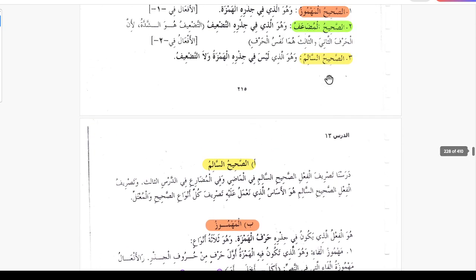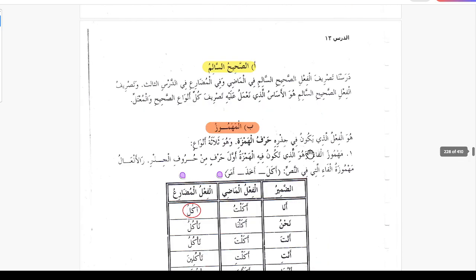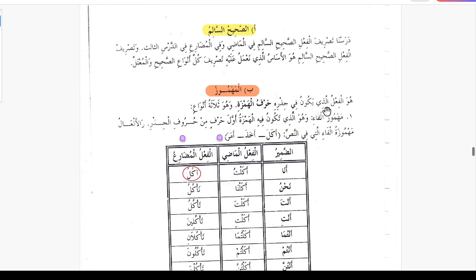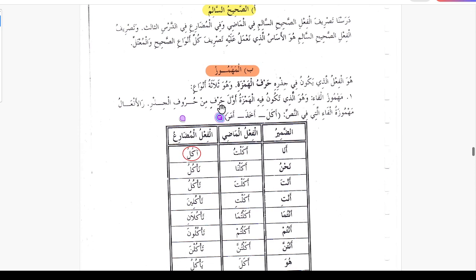And then the second one, now starting from as-sahihu al-mahmuz, the one that has hamza. Huwa fi'lul ladhi yakunu fi jizrihi harful hamza, where in its root there is one letter which is hamza. Now this one also has three kinds. Huwa salasatu anwa'. First one is mahmuzul fa, where the first letter has a hamza. Wa huwa allazi takunu fi hamzatu awwal harfi min hurufil jizri.